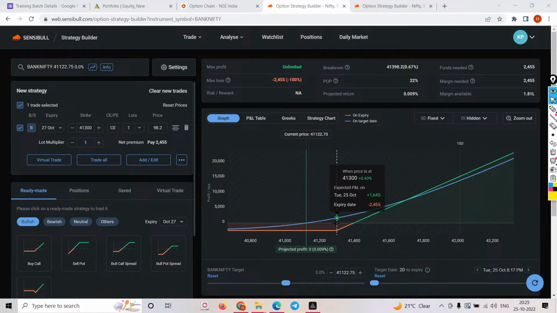I'm talking about the expiry, right? From this place till this place is your minimum loss, because of the premium you have given. But your profit will start only when the market goes above 41,398, this break even. So now your profit will become unlimited. Okay, so we have seen all the five conditions.